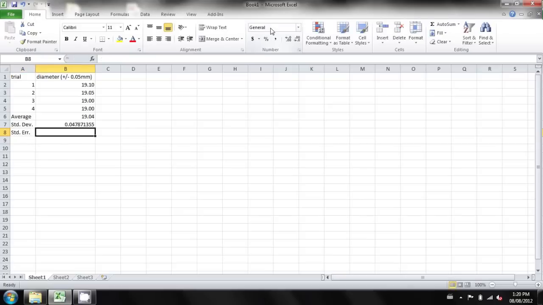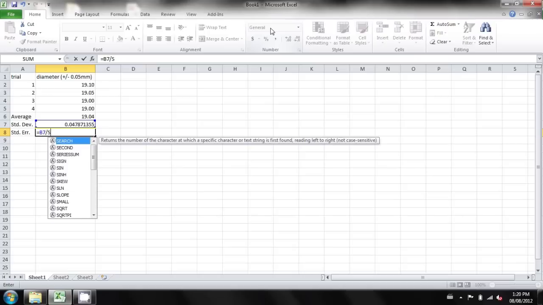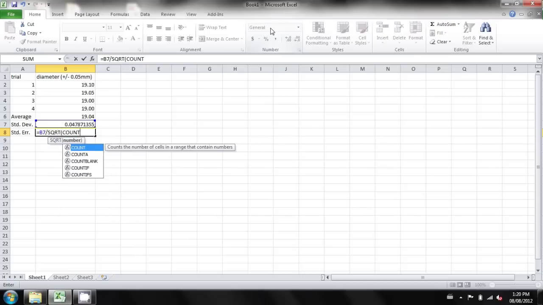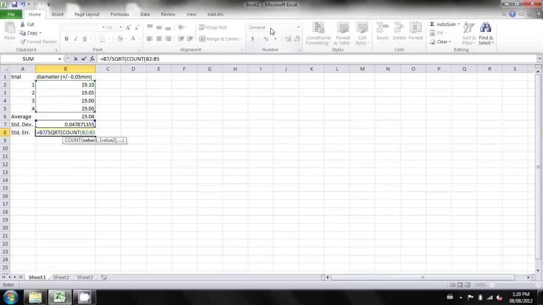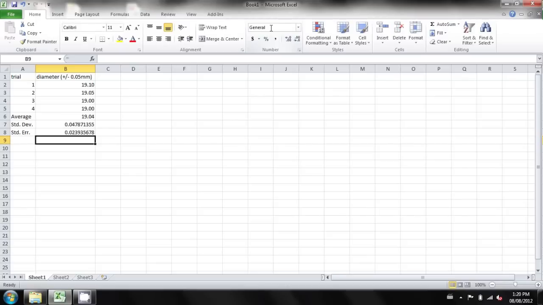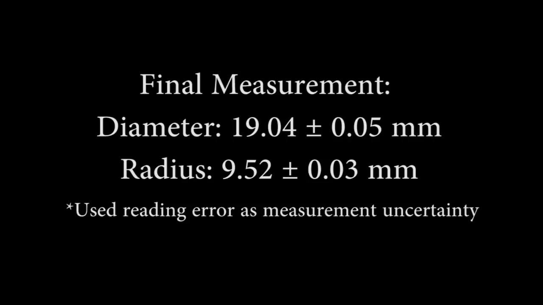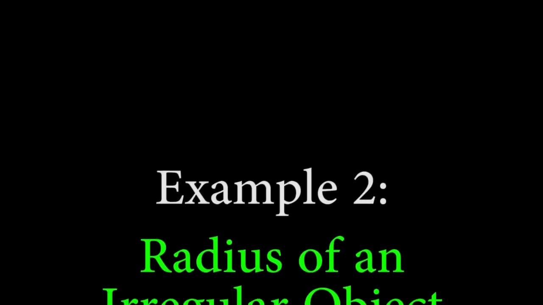We observed a low variance in our measurement, which is supported by the low calculated standard deviation. Therefore, the standard error will always be smaller than the reading error, so we will use the reading error as a measurement uncertainty in this case. This yields a final measurement of the diameter of 19.04 plus or minus 0.05 millimeters, which in turn gives our desired measurement of the radius of a steel ball to be 9.52 plus or minus 0.03 millimeters, noting that the final error was propagated.